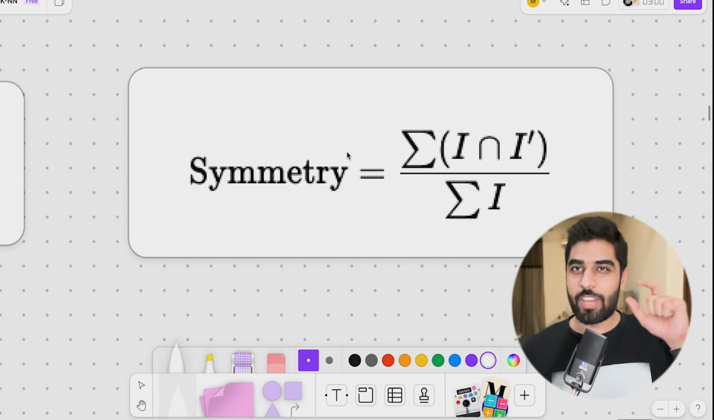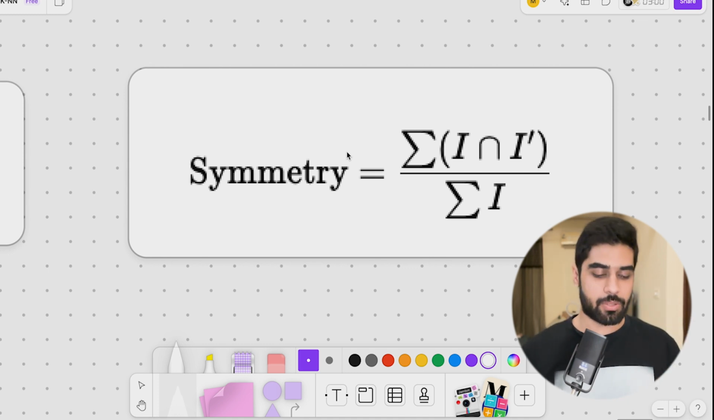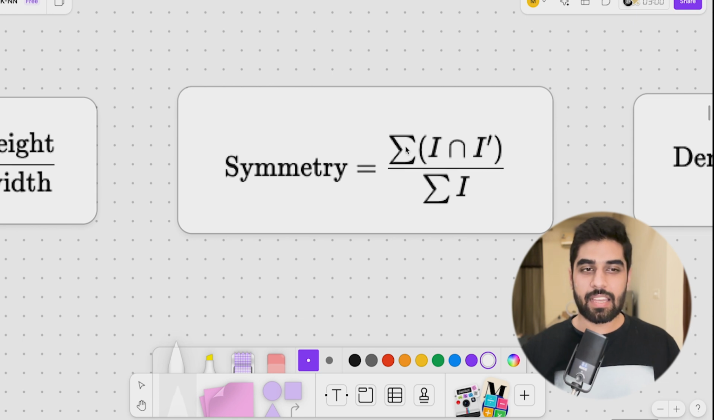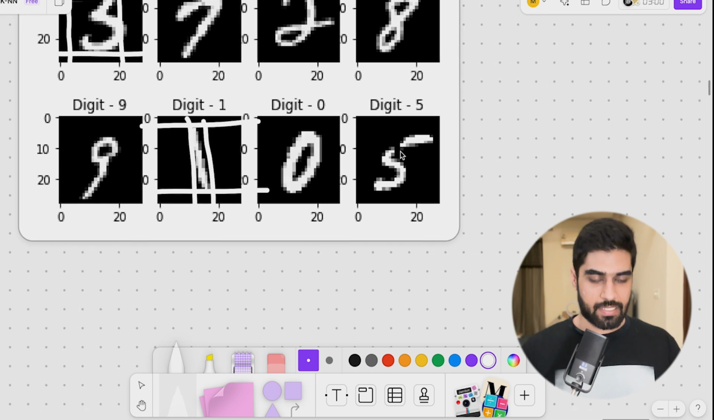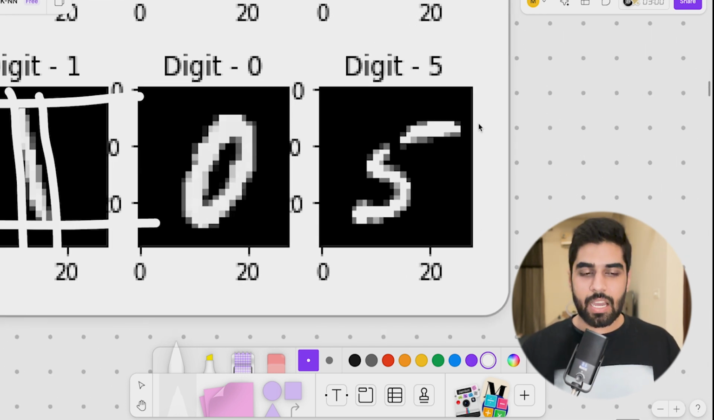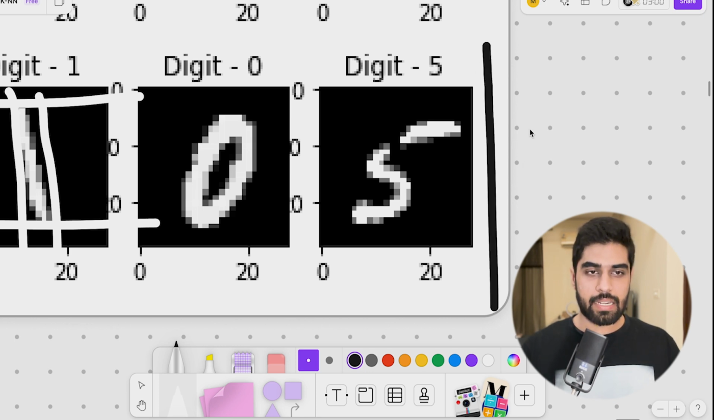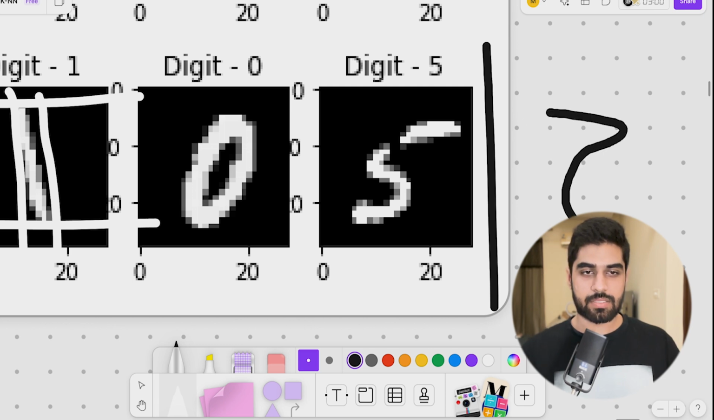And there's a very clever way in which you can define symmetry. You can define symmetry as the summation of I intersection I bar divided by the summation of I. Now what do I mean by all these summations, and what is I and I bar? So think of it in this case. Let's say you had this digit, and now I were to draw a mirror image of this. So let's say I put a mirror here and I draw a mirror image of this. So I have something like this. So this is somewhat of an inversion.